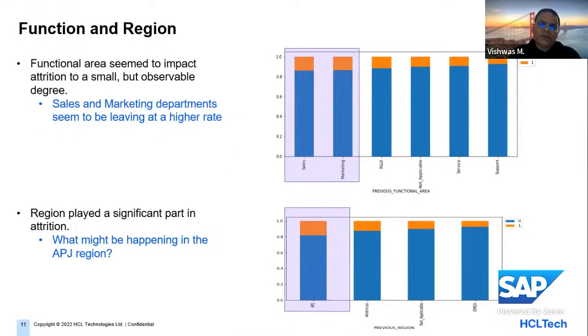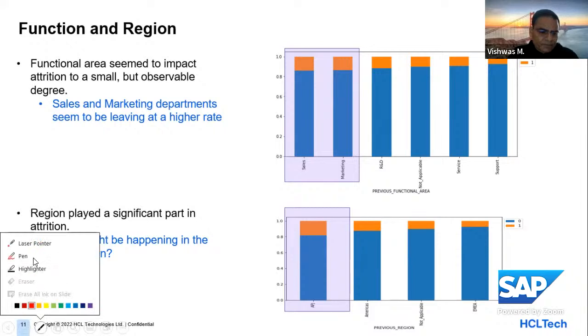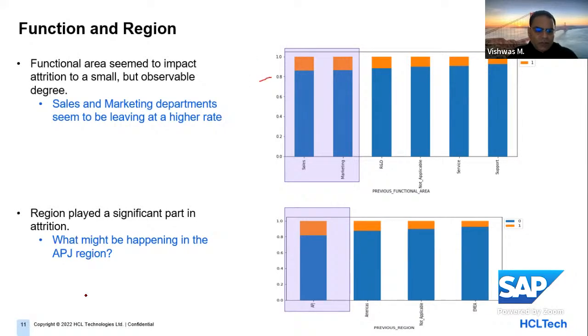Function and region were also a small scale indicator of attrition. We saw that the people in sales and marketing were at a higher risk of attriting, and that's what we have marked in the graph above. Let me just highlight that as well. So this part. We also saw that the APJ region had the highest attrition rate, nearly double that of other regions. So I think the APJ region and the sales and marketing departments had something going on that was contributing to the higher attrition rates. This is one area that we should take a look at.